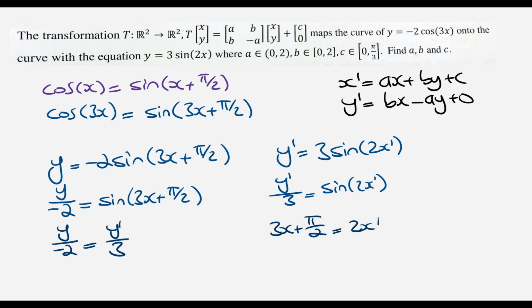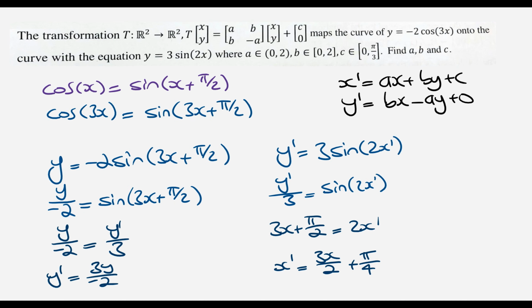From here, we need to make x dash and y dash the subject. Making y dash the subject, we multiply both sides by 3, and so y dash is going to be 3 times y over minus 2. Making x dash the subject, we divide both sides by 2, and so x dash is going to be 3x on 2 plus pi on 4.